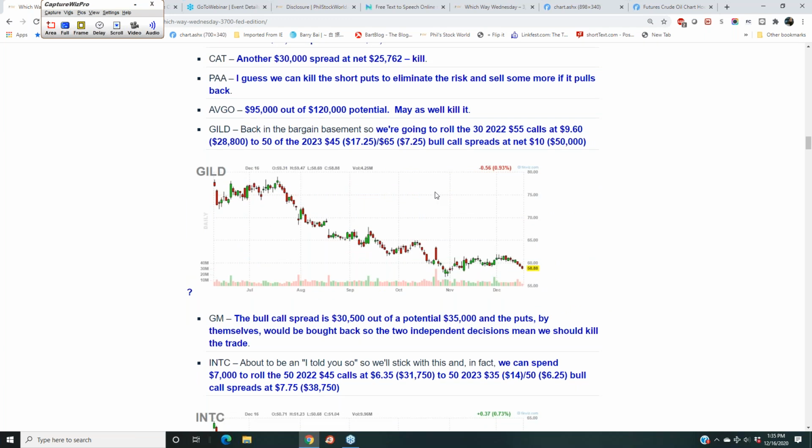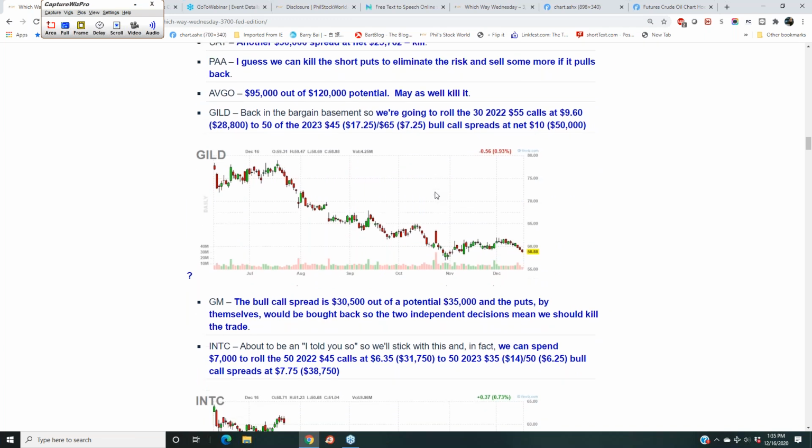So what do we do though? We're doubling down. We're spending another $22,000. And now we're in a spread, 45-65. So we spent $40,000 and we have 50 of the $20 spreads. We have a $100,000 spread. So our upside is still $60,000. We spent $60,000. We had a $20,000 loss. We spent another $22,000. And now we're in this spread.